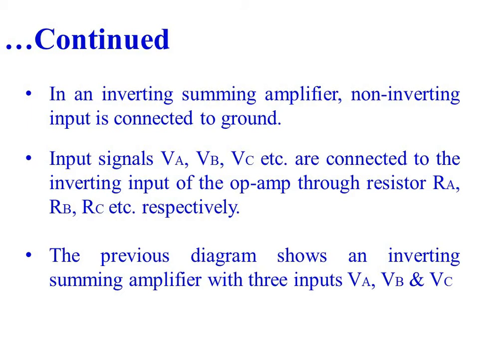So in an inverting amplifier, the non-inverting input is connected to ground. So we can say that the amplifier is in inverting mode. And as previously mentioned, there are three inputs VA, VB and VC connected to the inverting input of the operational amplifier through resistors RA, RB and RC.